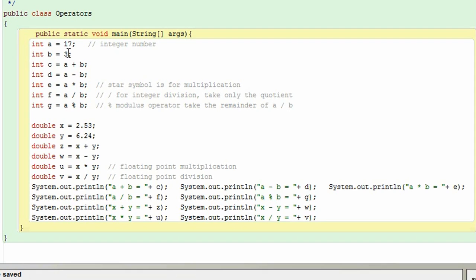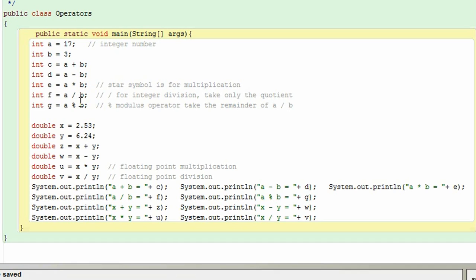If we have two numbers, a equals 17, b equals 3, then a plus b equals 20, and we assign it to c. And then a minus b, that's a subtraction, we assign it to d. And then a times b, for multiplication, the star sign is used for multiplication. So a star b means a times b, and we assign it to e.